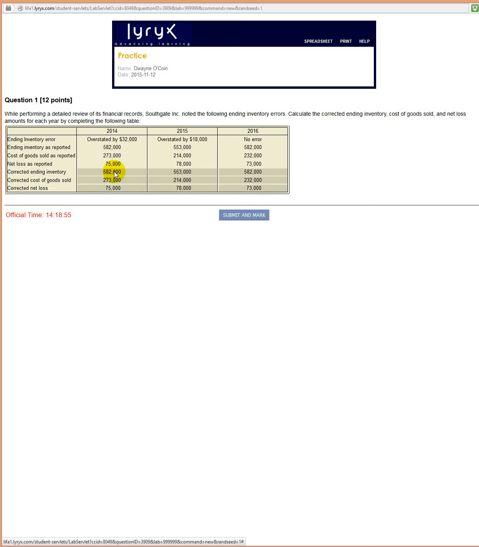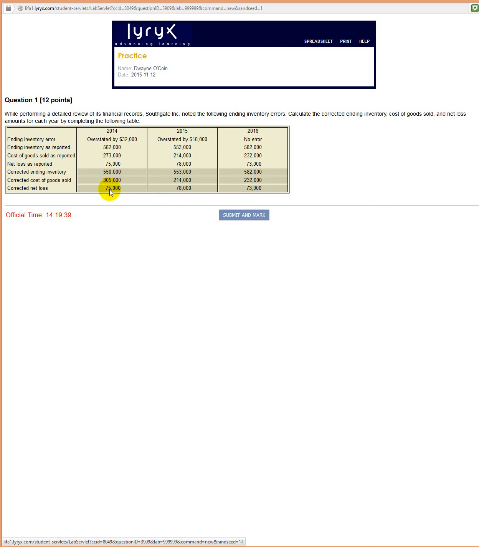Okay, so the corrected ending inventory here for the first one, inventory is overstated. We need to subtract 32,000 because we have too much in ending inventory. So if it's the wrong number in ending inventory, that means that for cost of goods sold, we have to do the opposite for that inventory because it was put into inventory in error. So we have the same cost of goods available for sale. The cost of goods available for sale either goes into ending inventory or into cost of goods sold. We overstated our inventory, which means we understated our cost of goods sold. So the correct calculation here is we do the opposite for this year's ending inventory.